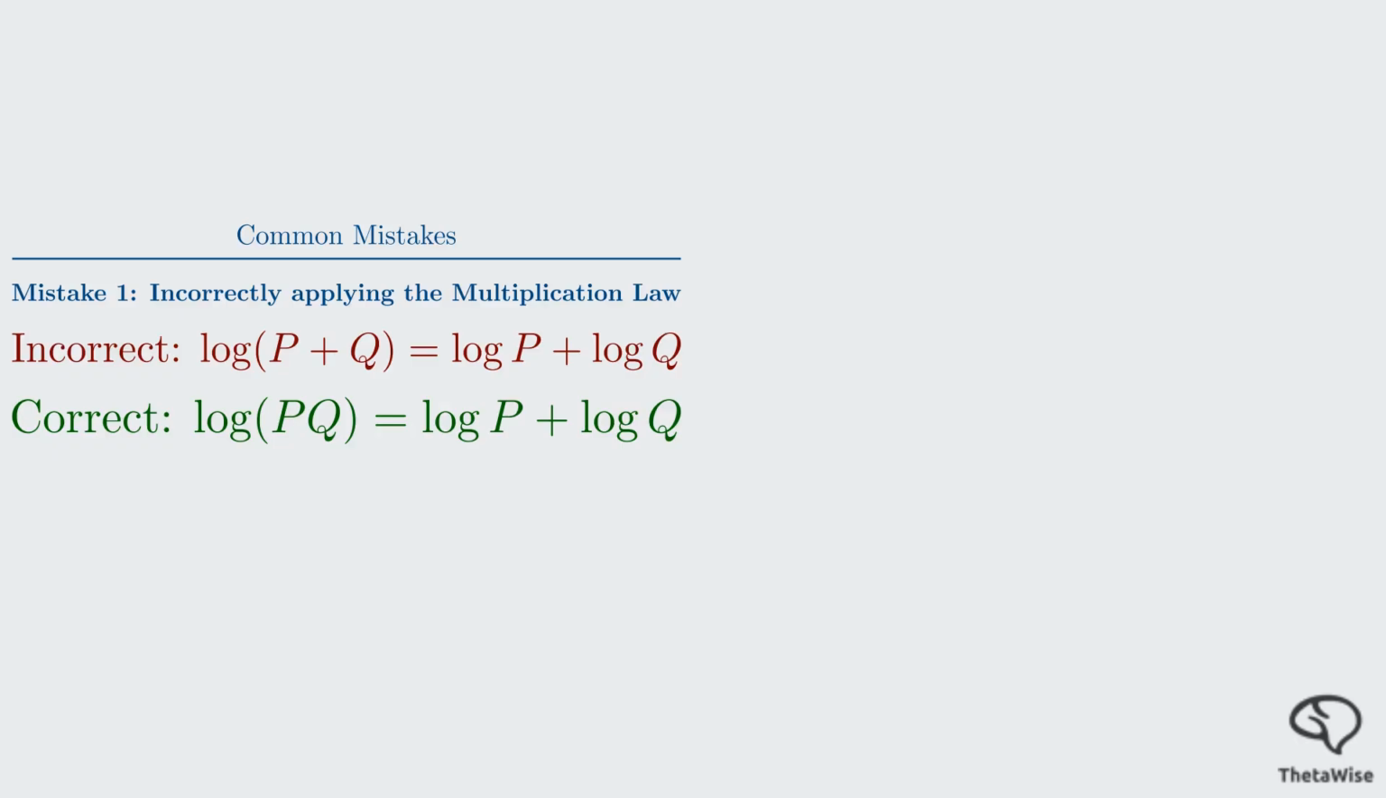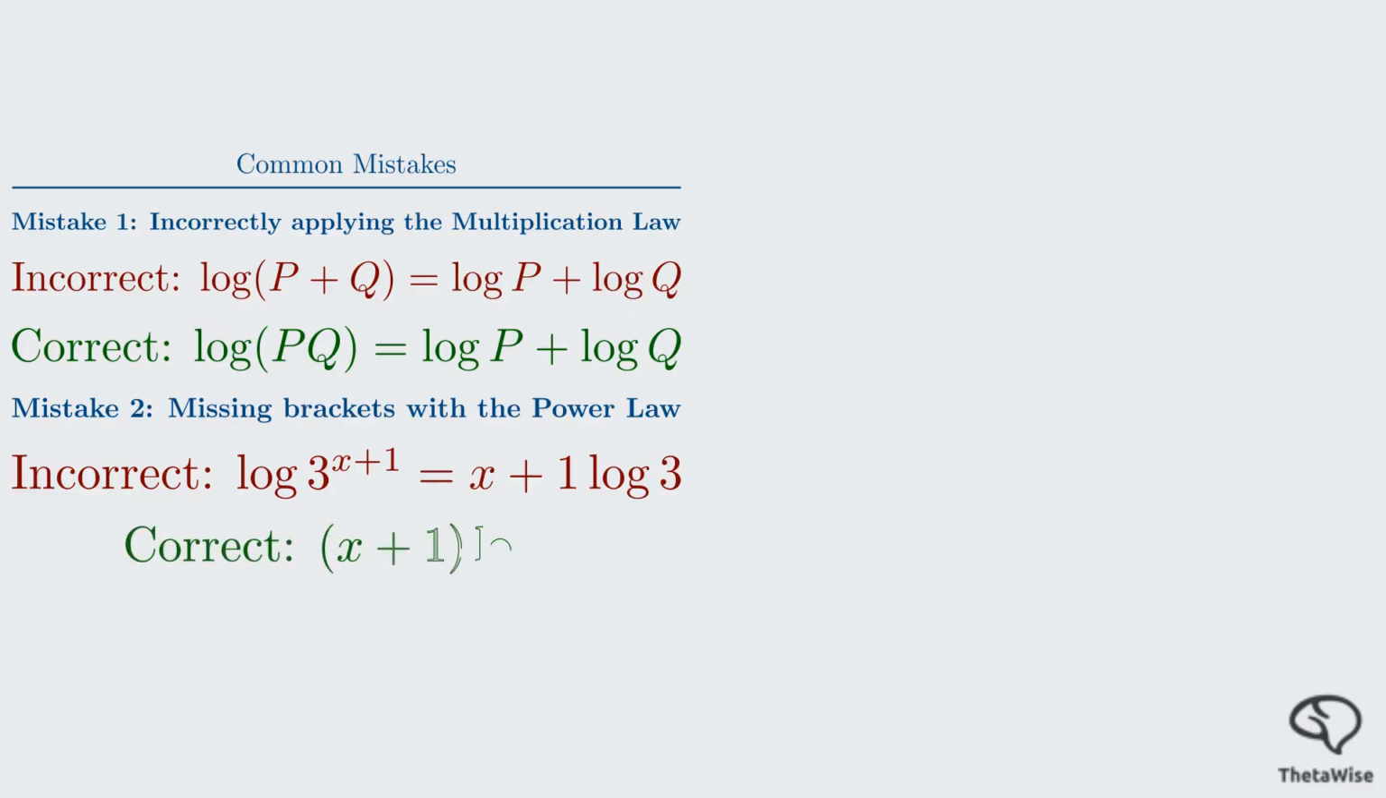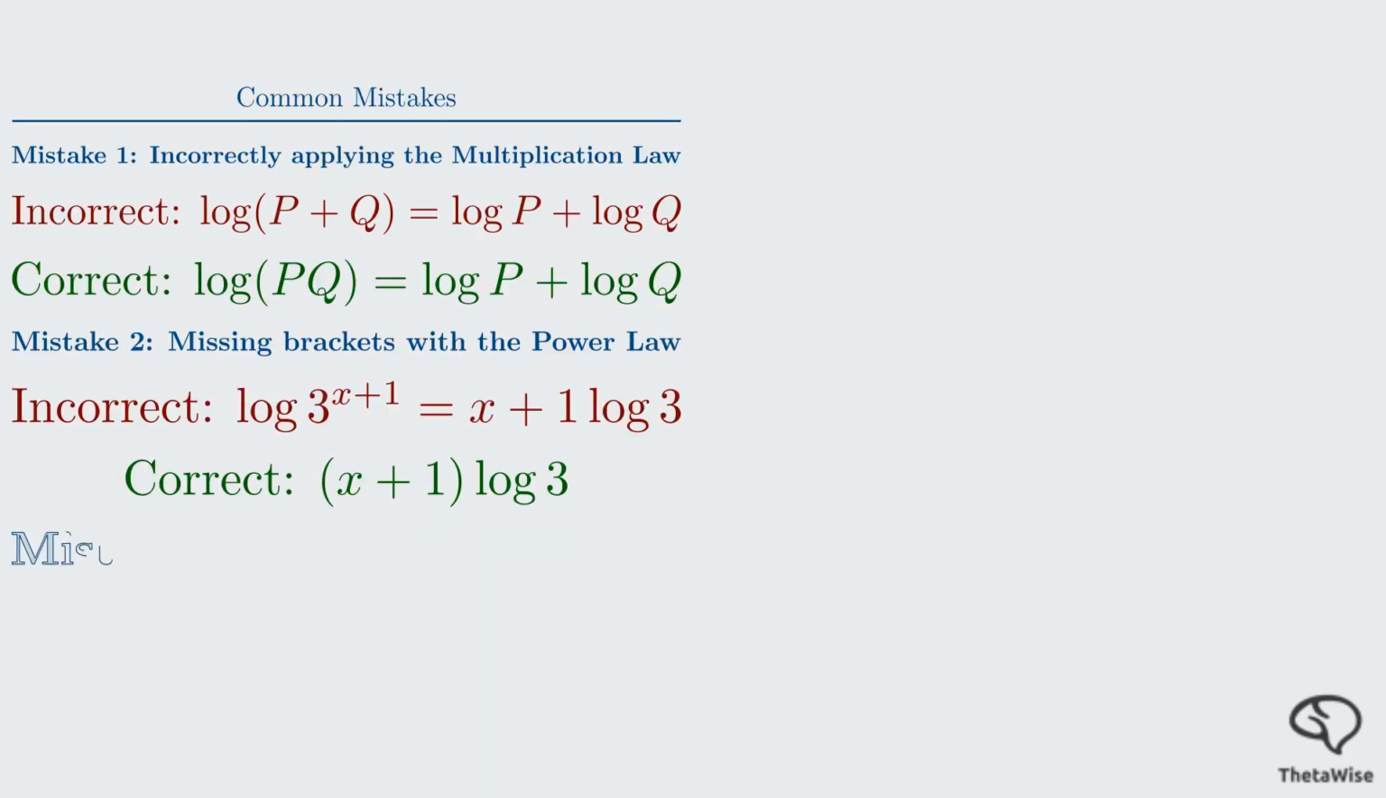Mistake number 2 is missing brackets when using the power law. When you bring an exponent down, if it contains more than one term, you must use brackets. Without them, you will likely only multiply the first part of your expression by the log, leading to the wrong result. Finally, mistake 3. Invalid arguments.